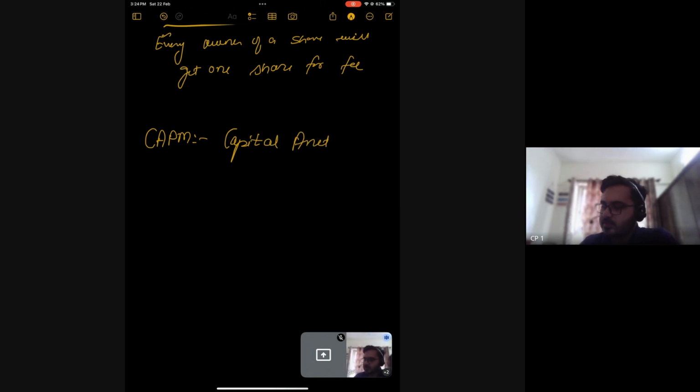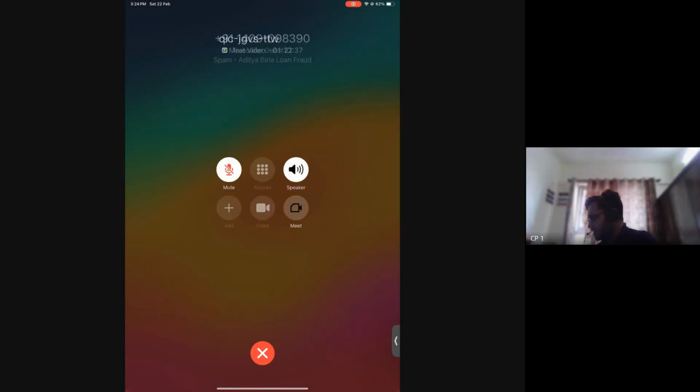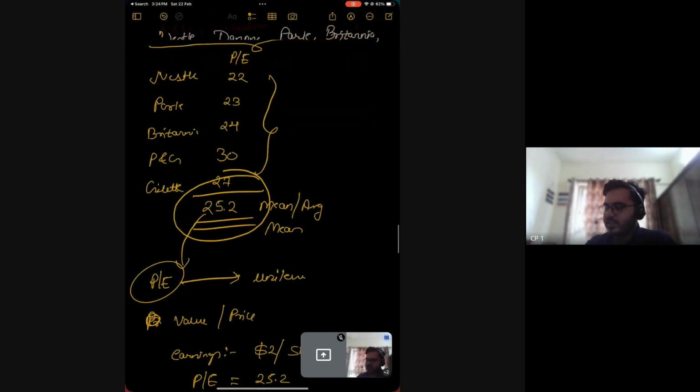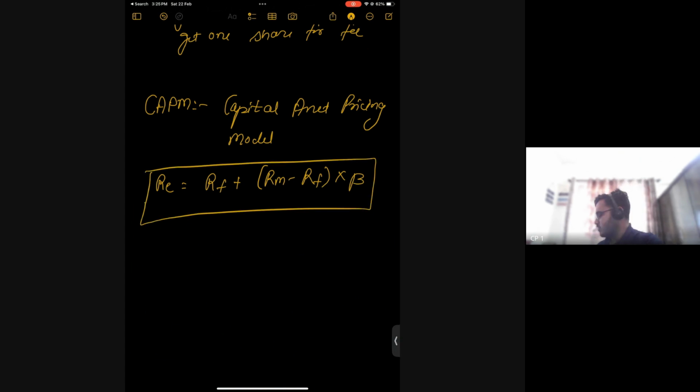Capital asset pricing model. There's a formula in finance which, I think, is repeated 10,000 times, which is your CAPM and how you calculate RE. The required rate of return is RF plus (RM minus RF) multiplied by beta. Please note down this formula. While it has not been explicitly explained here, we'll get a better hang of this later on. But this is how you calculate the required rate of return on equity.